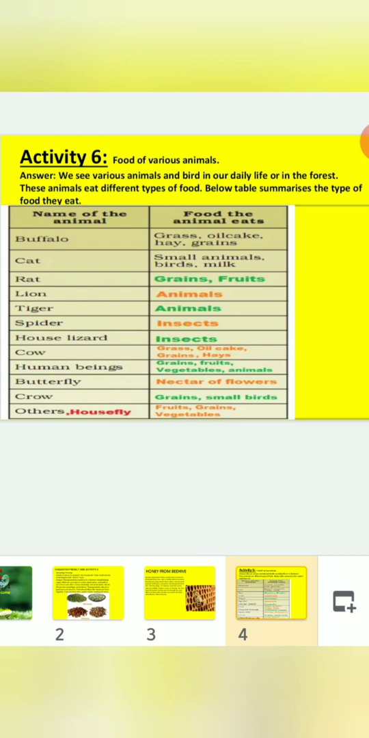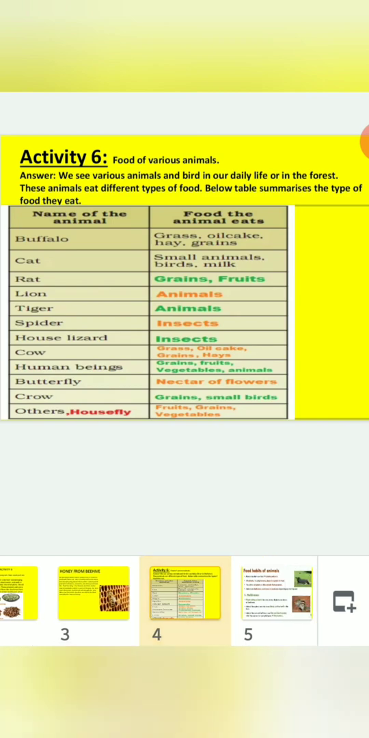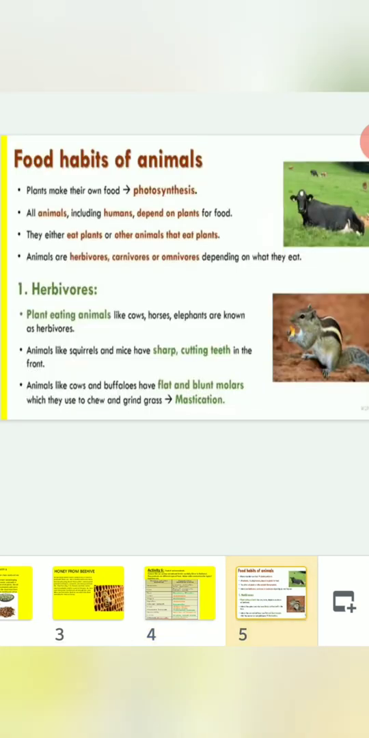Butterfly: nectar of flowers. Crow: carnivores, and they survive on various things. They survive on small birds, and other things. Housefly eats fruits, vegetables, grains, etc. Next, food habits of animals.